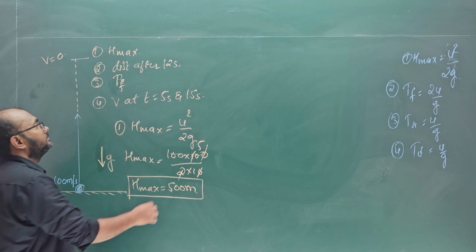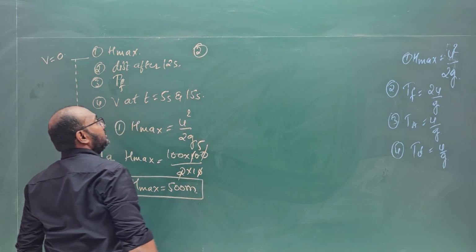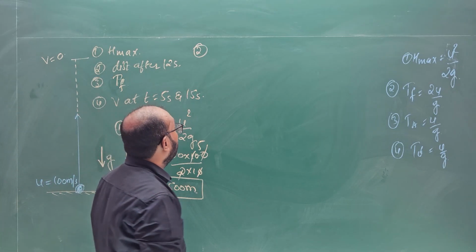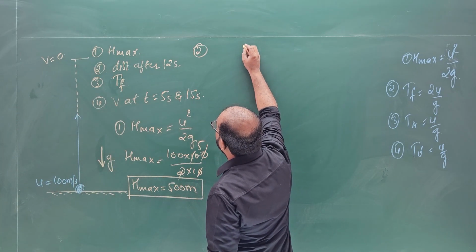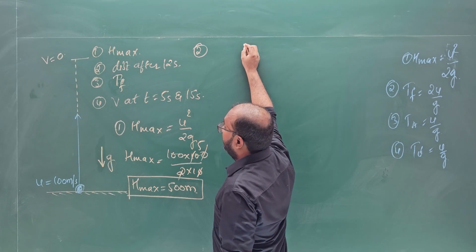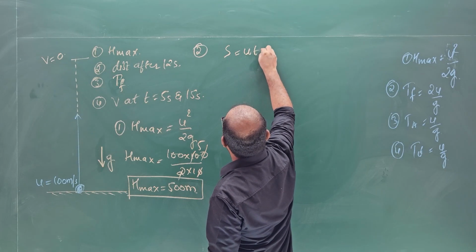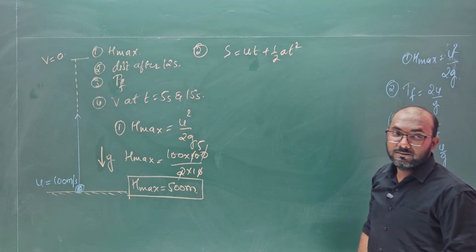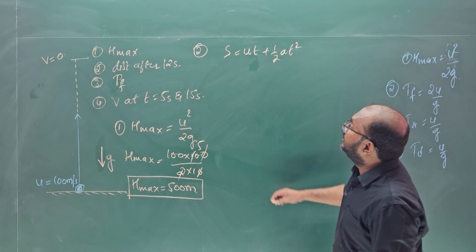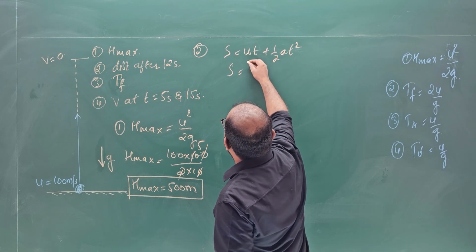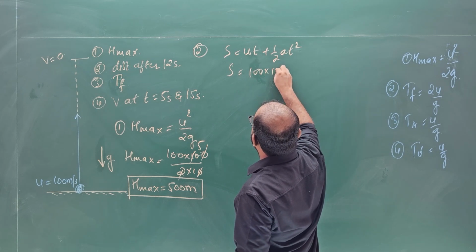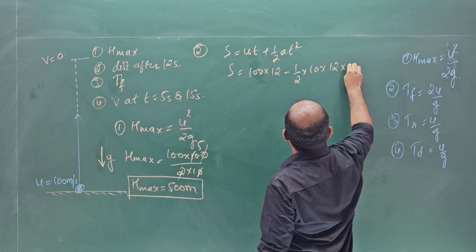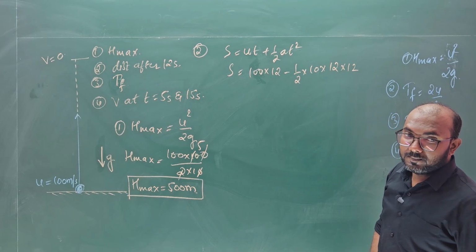Second answer, distance traveled in the 12 seconds. Let me do this answer, and I am doing the answer from your books only. So S is equal to ut plus half at square. How many of you use this formula? Yes, very good. And can I say that S is equal to U is 100, time period is 12, minus half into 10 into 12 into 12. Can I write like this?